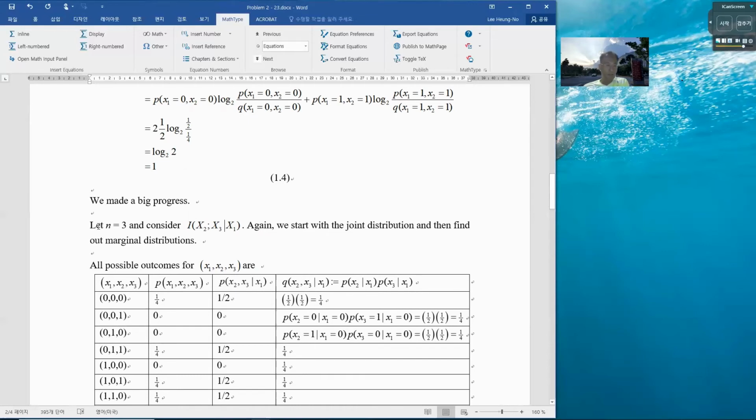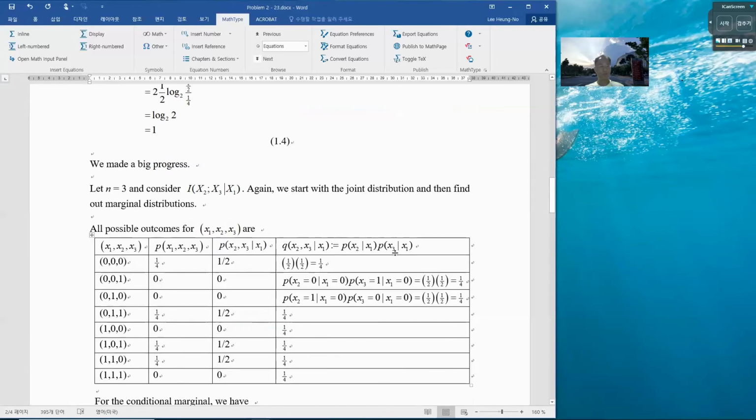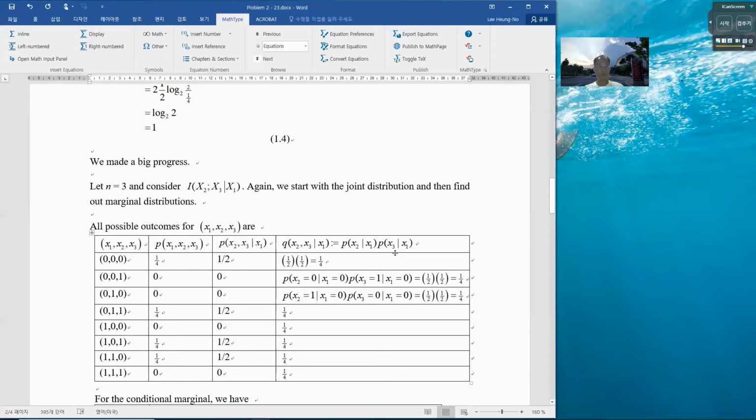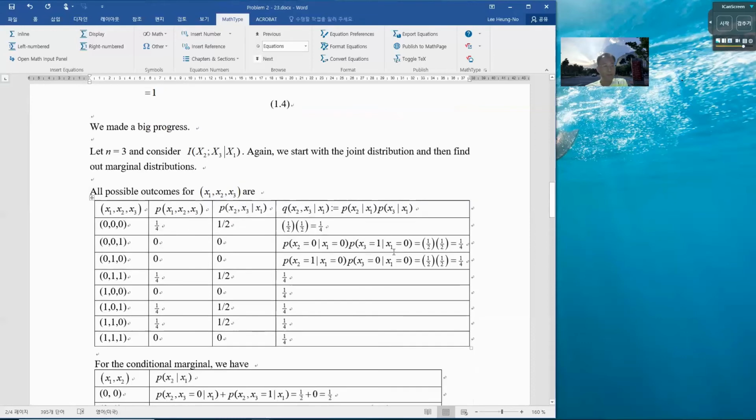And let us now consider the n equal to 3 case. And consider, in this case, the mutual information between x2 and x3 given x1. So again, we have to start with the joint distribution that is given and find out other marginal distributions and the conditional distributions as well.